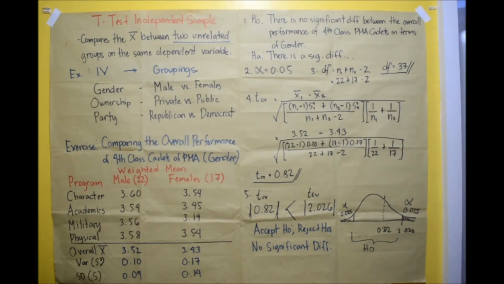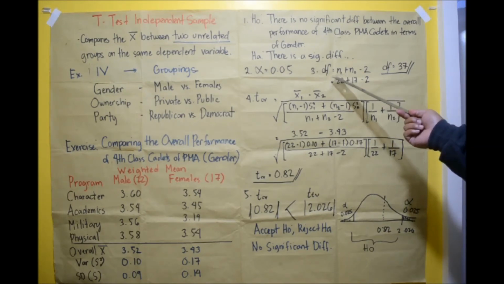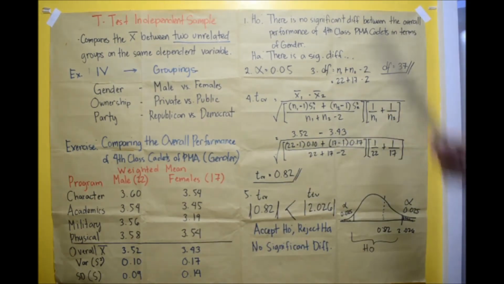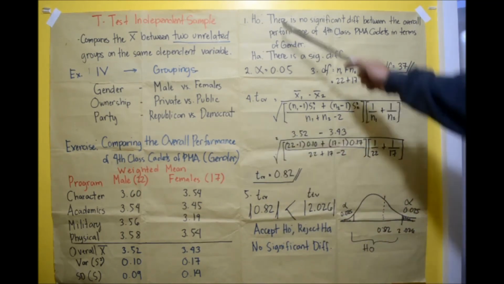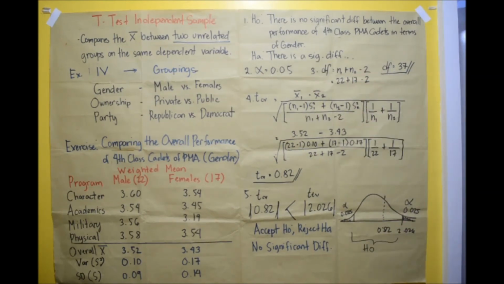So, iba yung computation ng degree of freedom natin dito. Simply get N sub 1, which stands for the first group, males, plus N sub 2, which stands for the second group, which is now females, minus 2. Our degree of freedom is 37. Next step, 1, 2, 3, 4. Okay. The fourth step is get the computed value.